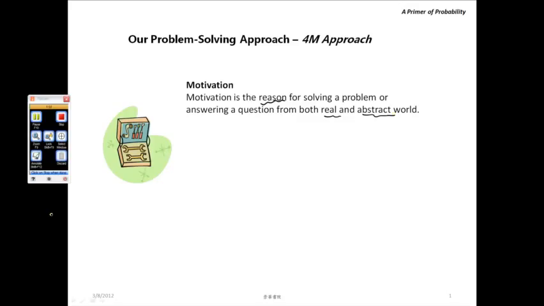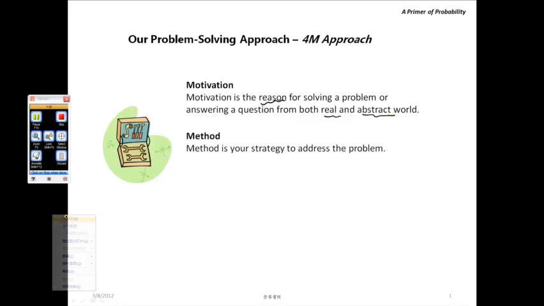The second M, method. Method is your strategy to address the problem. For instance, the ways to pick books may involve either addition method or multiplication method.